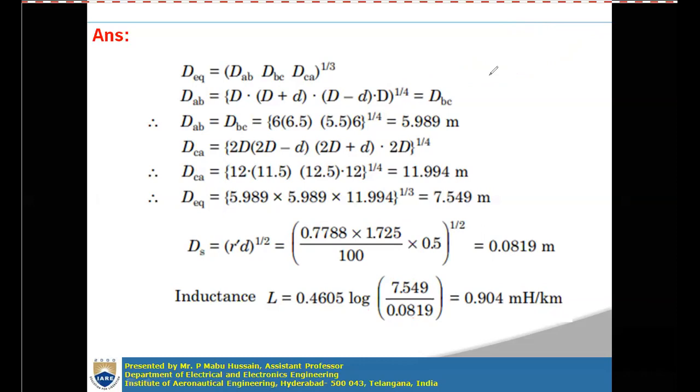In a three phase system, dm can also be known as d equivalent, which is the equivalent equilateral spacing. The formula for this is dab, dbc and dca whole to the power of 1 by 3. So the distance between a and b conductors, b and c conductors, c and a conductors, product whole to the power of 1 by 3.